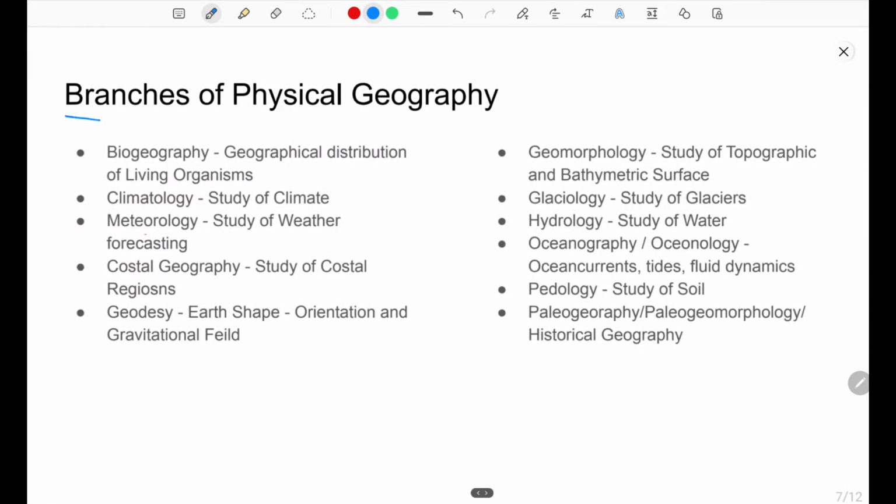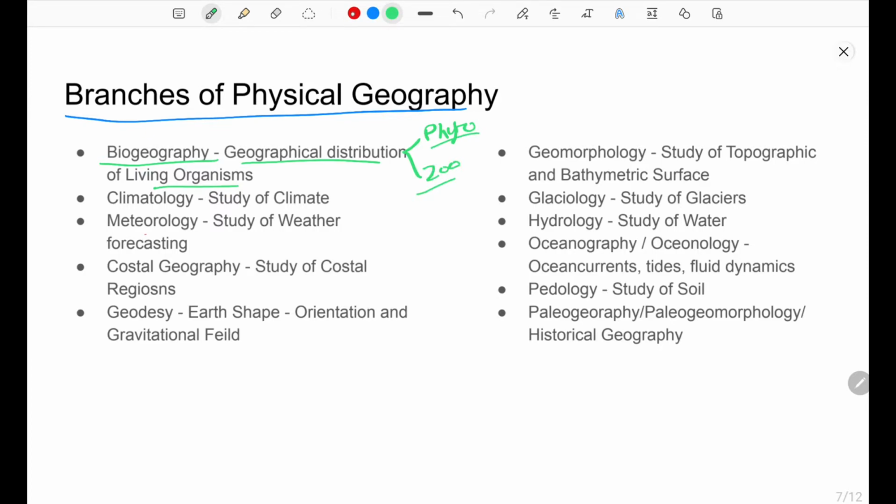Now coming to branches of physical geography. Physical geography is divided into various branches. If you look at each one in detail, the first one is biogeography. Biogeography speaks about the geographical distribution of living organisms. It is further classified into phytogeography and zoogeography.